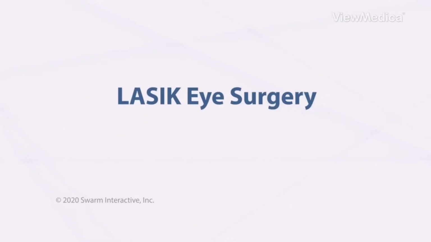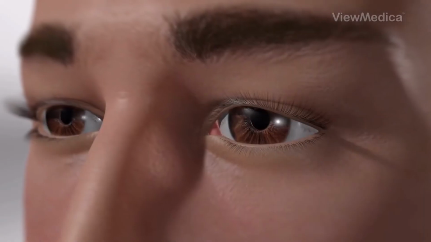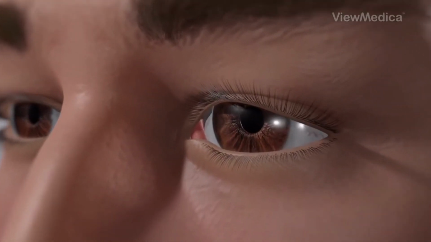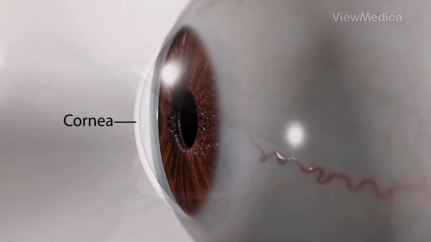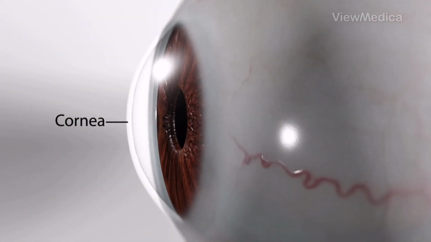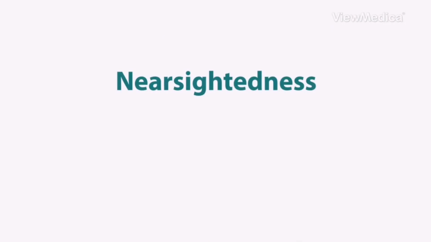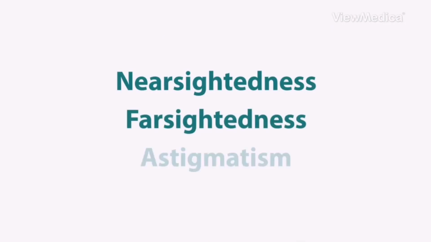LASIK eye surgery. This improves vision by reshaping your eye's cornea. That's the clear outer layer at the front of your eye. LASIK can treat nearsightedness, farsightedness, and astigmatism.